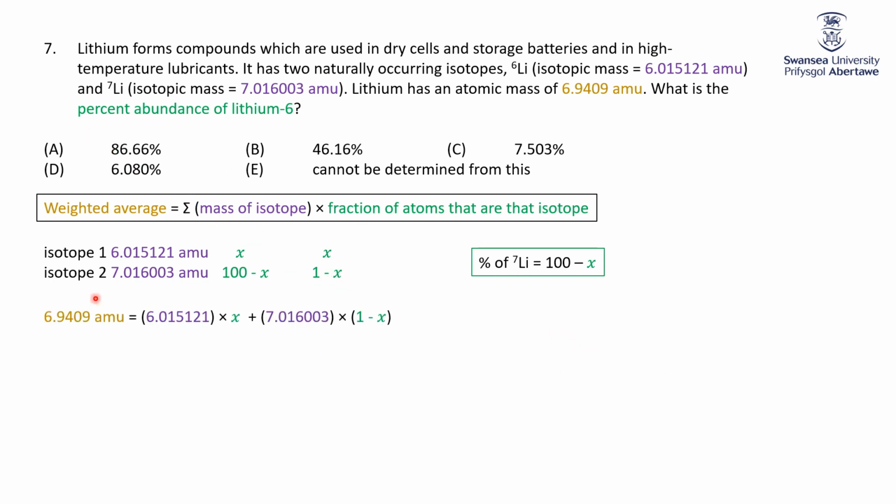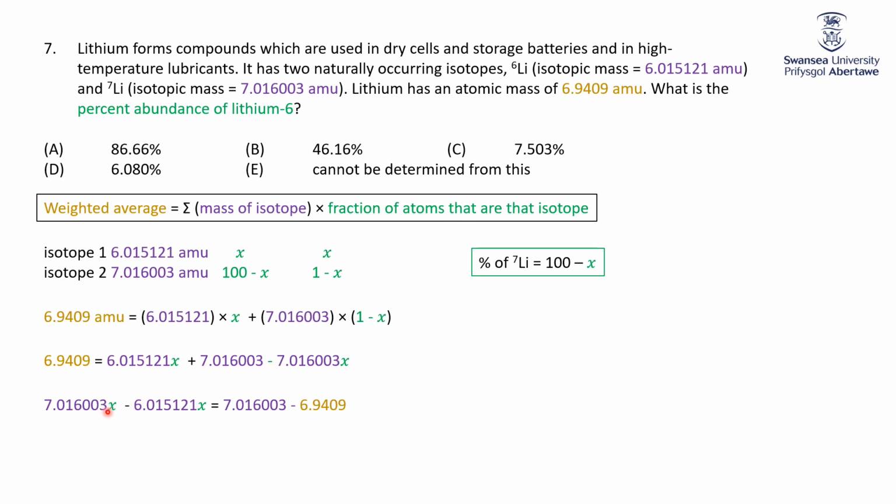Pop all that in, so there's the atomic mass, the weighted average, 6.9409. Isotope 1, 6.015121 is its mass, times the fraction X. Isotope 2, mass 7.016003, times its fraction 1 minus X. Expand that out and bring the numbers together. So we got 7.016003 here minus 6.9409. Bring the x's together on the other side.